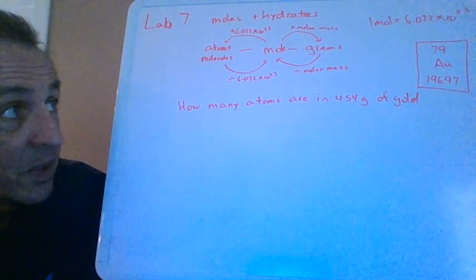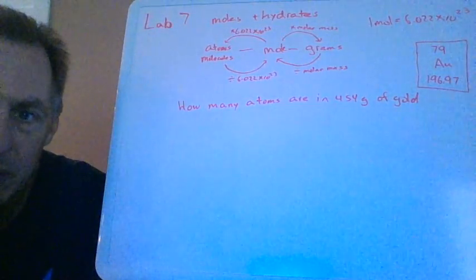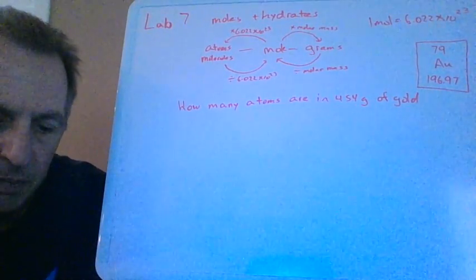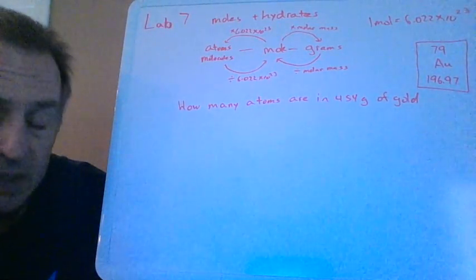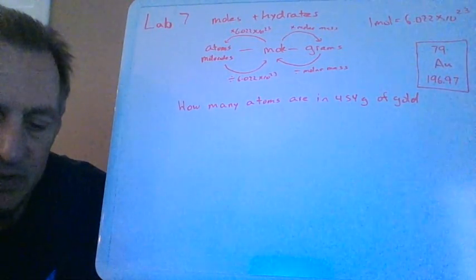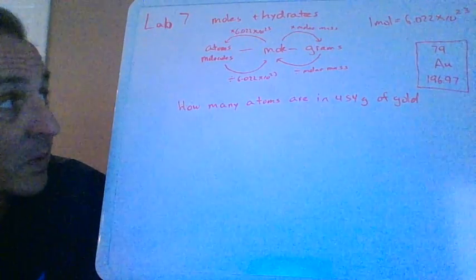And a mole is just 6.022 times 10 to the 23 of whatever we're talking about, right? So if you have a mole of dogs, you have 6.022 times 10 to the 23 dogs. So it's a number just like dozen. Dozen means 12 of something.